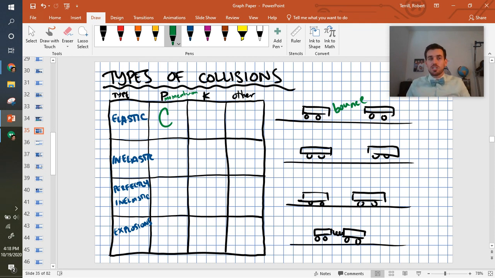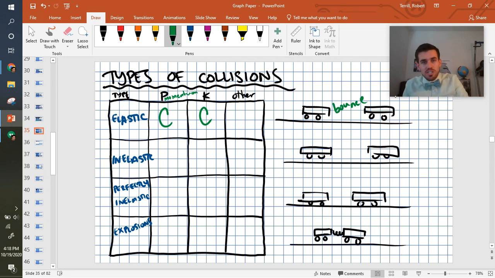The kinetic energy is also conserved. Whatever kinetic energy the objects started with, they end with the exact same amount. You'll see that in problems that we do throughout this unit, that these elastic problems, when we solve them for momentum, the momentum is the same before and after, and the kinetic energy is the same before and after.